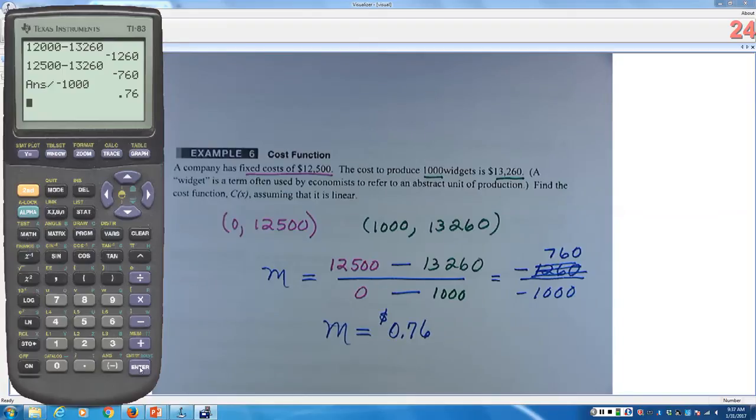So if I give you the information for a cost function, I give you at least two pieces of information. I'm going to either give you the cost for a certain number produced, or I have to give you the y-intercept, or I have to give you the slope. I have to give you any two of those three, and then you should be able to come up with the cost function from there.